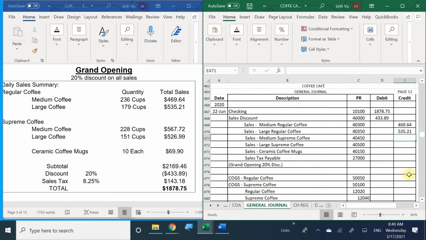Sales for the medium supreme coffee, 567.72. Sales for the large supreme coffee, 526.99. And the coffee mugs, 69.90. And then last but not least, sales tax, 143.18. Oops, I fat-fingered that one.